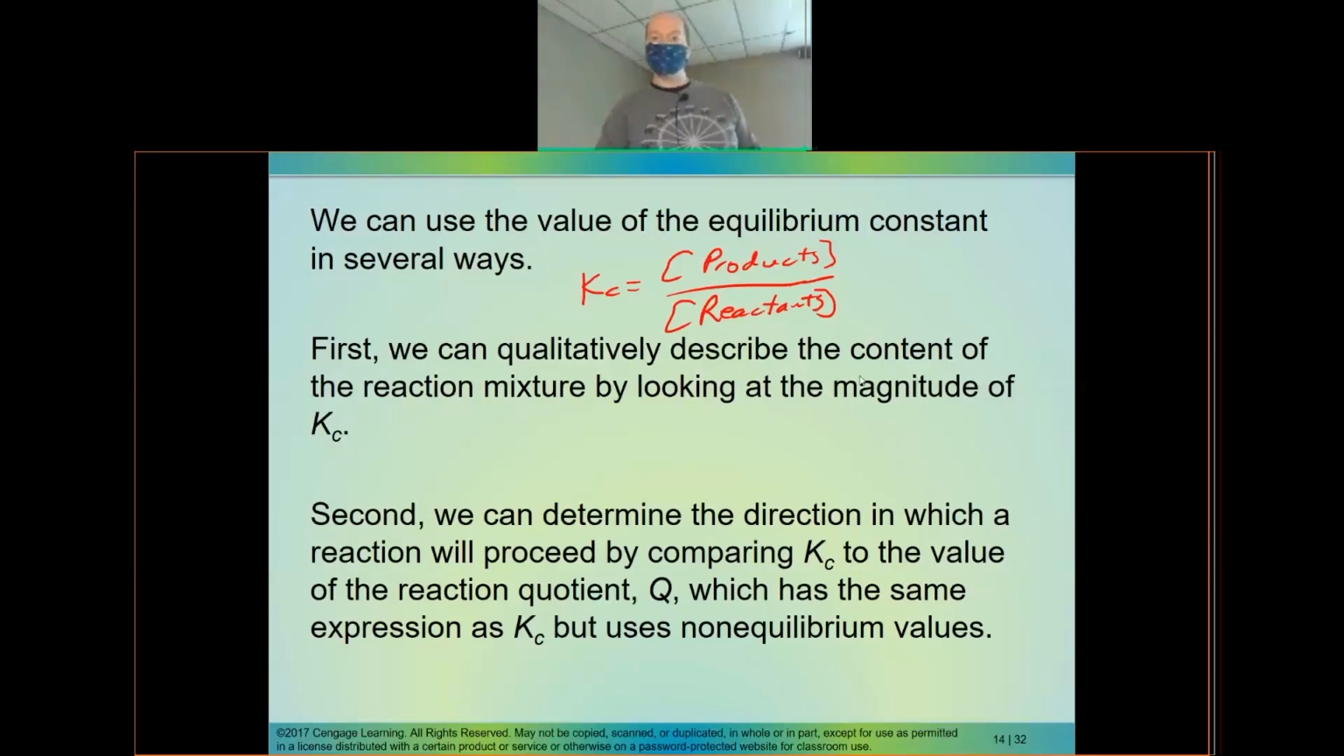If your Kc is a large number, then you're going to favor products. You're going to have more products than reactants. If your Kc is a very small number, then you're going to have a very small amount of products compared to your number of reactants.